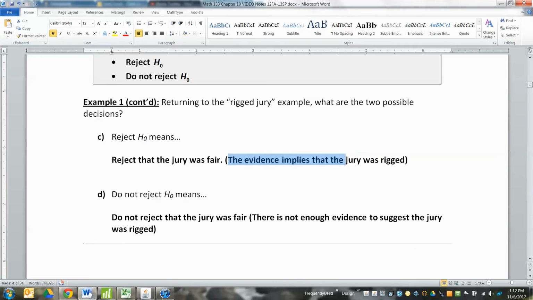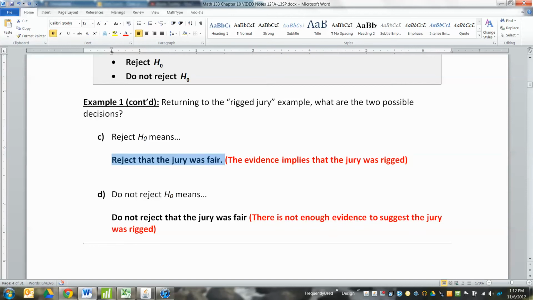Or we could not reject the null hypothesis, which means we do not reject that the jury was fair. Doesn't mean that it was fair. It just means I don't have enough evidence to prove it was rigged. And I'm kind of setting you up for something a little bit here. I don't know if you caught that. So when you reject the null, you say the statement in red. Well, you actually say both statements.